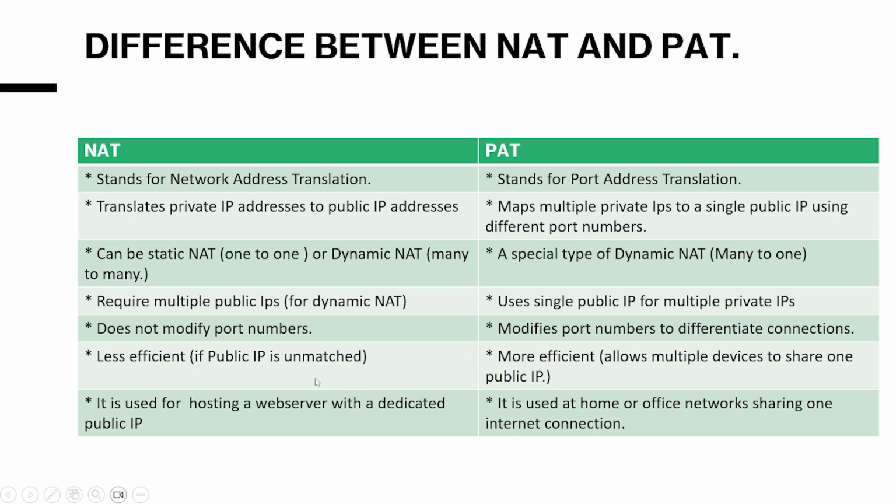NAT is less efficient if a public IP is unmatched. But PAT is more efficient. It allows multiple devices to share one public IP. NAT is used for hosting a web server with a dedicated public IP. But PAT is used in a home or office network sharing an internet connection. You feel me?